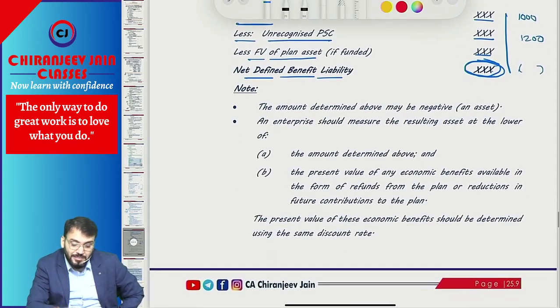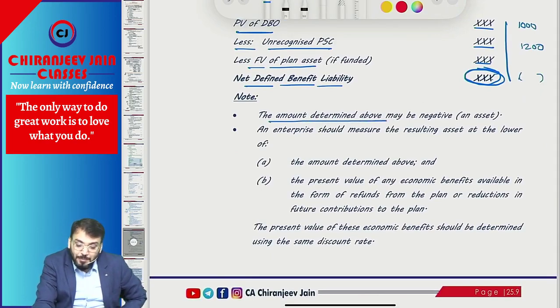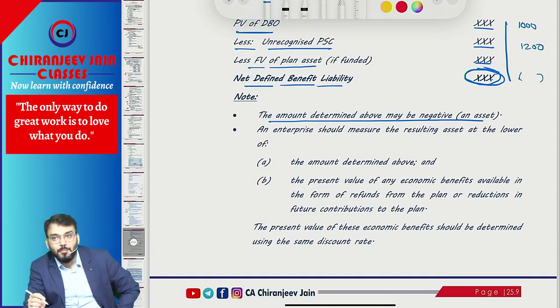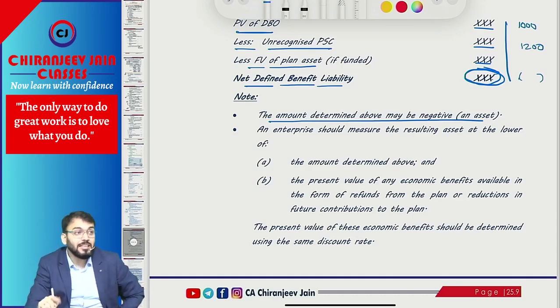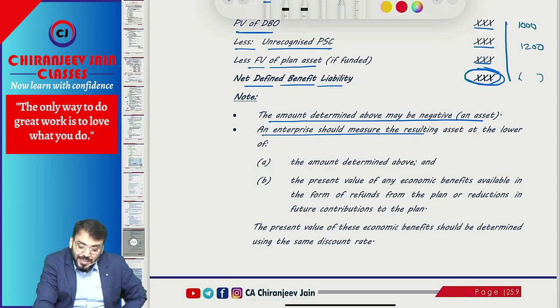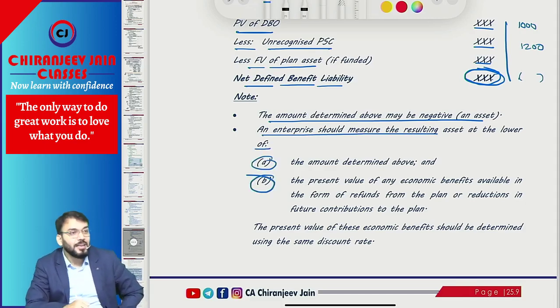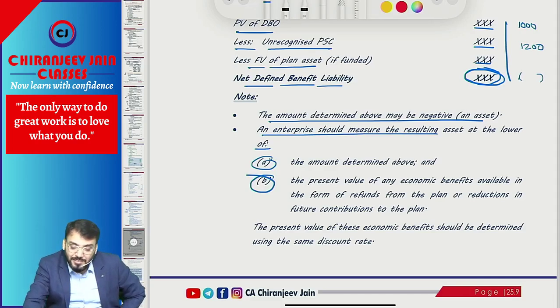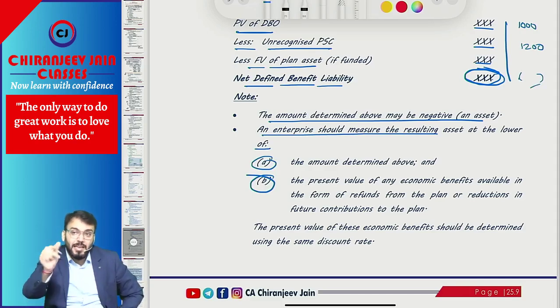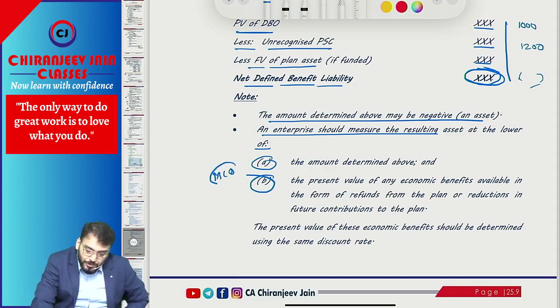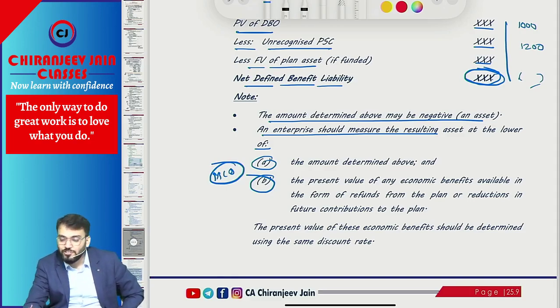So what do they say? The amount determined above may be negative, an asset. So if it is negative, then in asset side, but how much amount that we need to understand. So enterprise should measure the resulting asset at a lower of A and B. Means the asset will not be this amount. Asset will be A or B, whichever is lower. Important for MCQ. No question of this nature has been given, but can be asked in the form of MCQs. Are you able to understand what I am teaching?